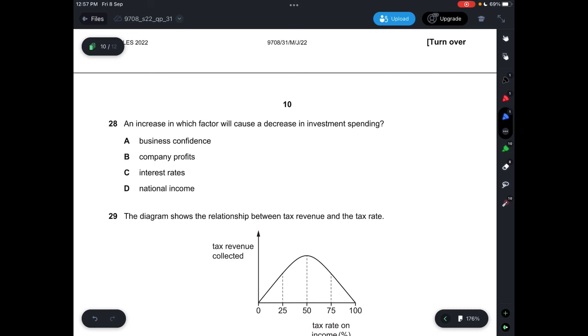Right. Question 28, an increase in which factor will cause a decrease in investment spending? This one would be interest rates, because when there's an increase in interest rate, people will decrease their investments, right? People would rather invest when the interest rates are low.